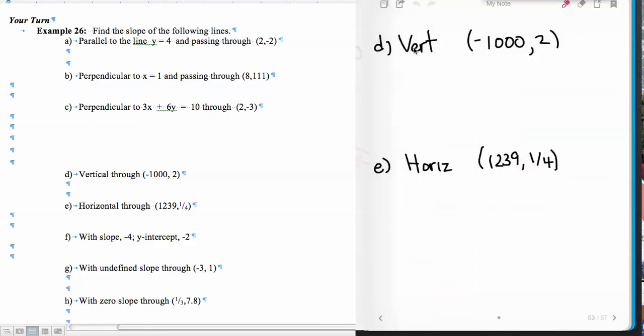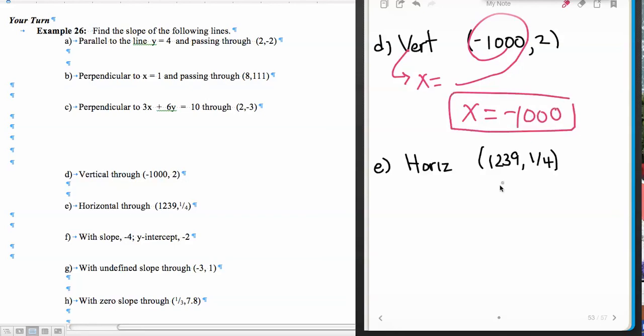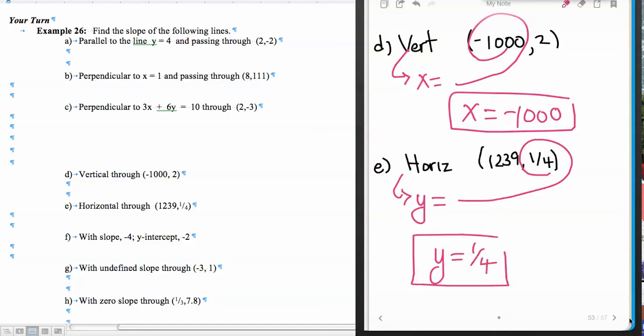Absolutely. Moving on to part D, we want a vertical line. A vertical line tells us it's an x equals line. x equals whatever the x coordinate here is, so x is equal to negative 1,000. And so that's going to be our equation. The next one we have is a horizontal line, and a horizontal line is a y equals line, and y equals lines have whatever the y coordinate is here. So this is y is equal to 1/4, and that's going to be our final equation.